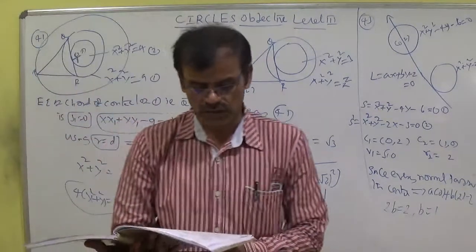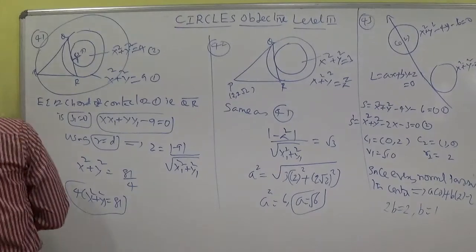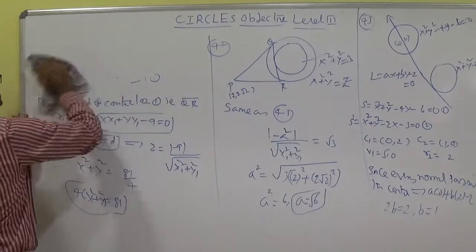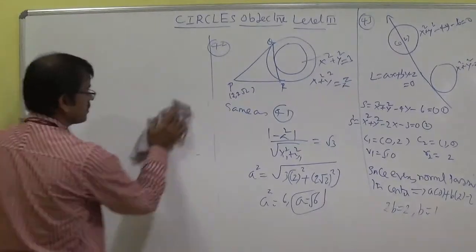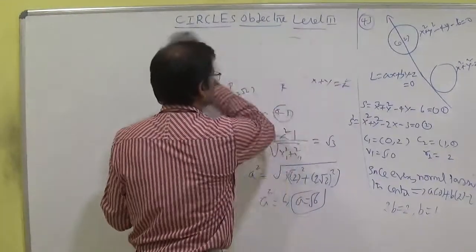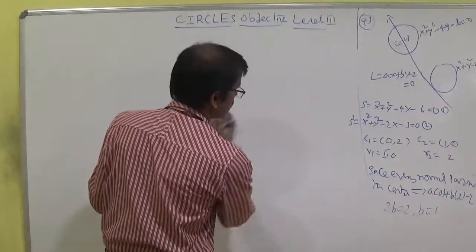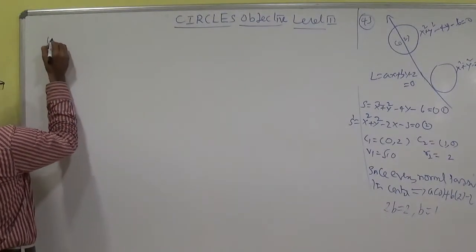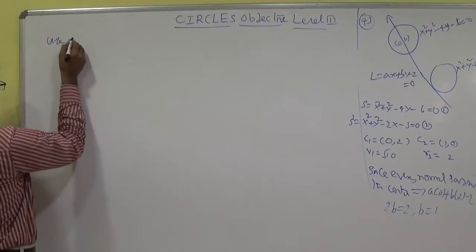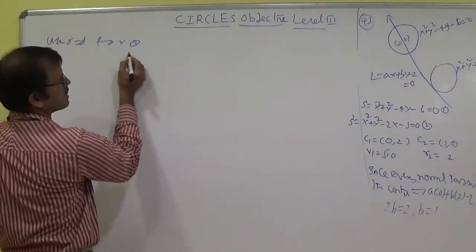Two options are there: either it is the third option or the fourth option. Now let us decide the value of a, depending upon the condition of tangency. If a line is a tangent to the circle, then we should use r is equal to d. Using r is equal to d for the second circle.